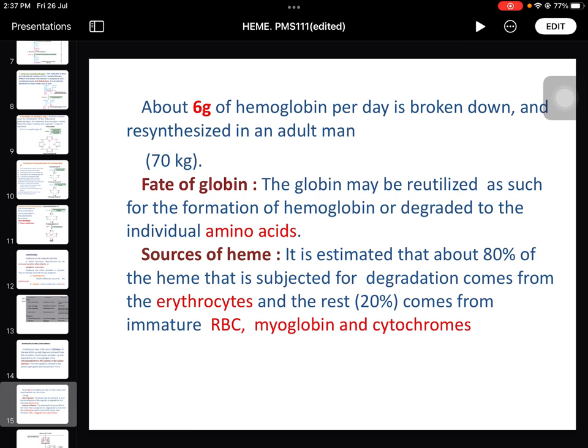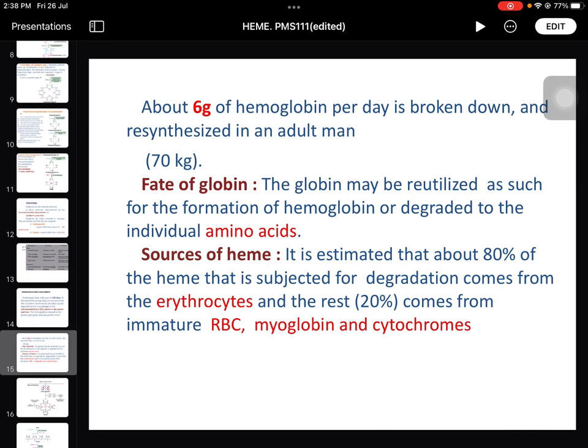The fate of globin: the globin may be reutilized as such for the formation of hemoglobin, or it may be broken down into individual amino acids. Which are the sources of heme? It is estimated that about 80% of the heme that is subjected to degradation comes from the erythrocyte, and the remaining 20% comes from immature RBCs, myoglobin and cytochromes.